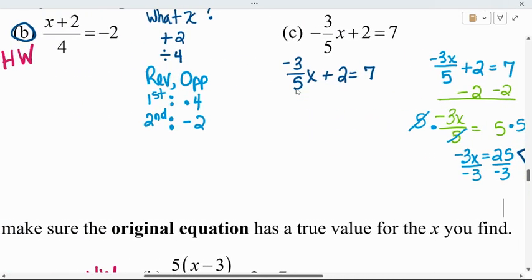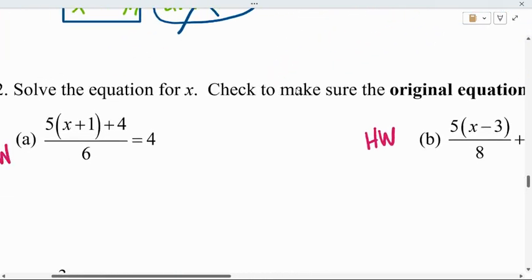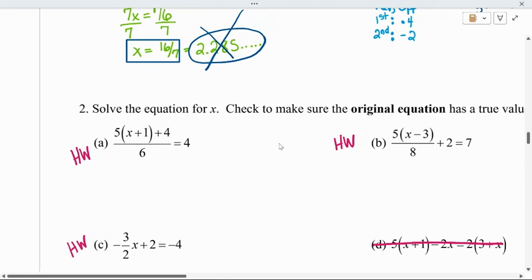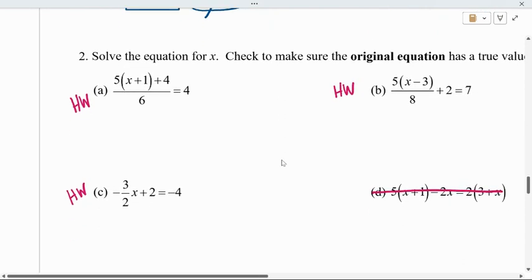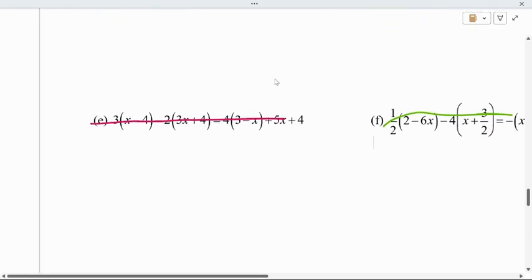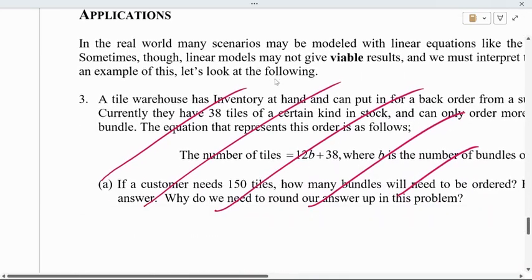So you guys are doing 1B. You are also going to do 2A, 2B, and 2C. You're not doing any of the rest of these because these have variables on both sides. We haven't talked about this lesson yet. So you're not doing D, E, F. We're not doing 3.